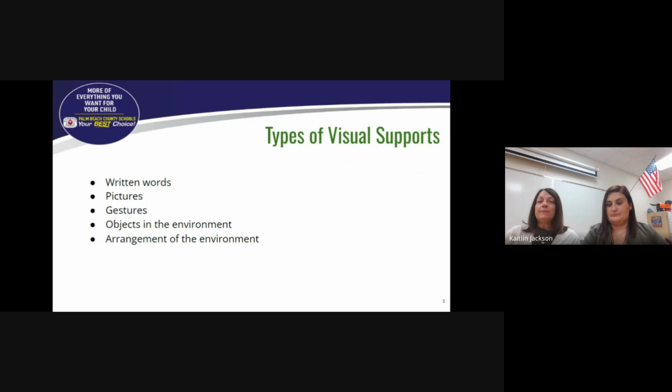So there are different types of visual supports. We have written words, which are just words that are written on a chart. We have pictures, which a lot of our students need, and pictures connected with words sometimes as well. Gestures: instead of talking sometimes, we might point to something. Objects within the environment and arrangement of the environment. Those are all different types of visual supports that we can use at school every day.